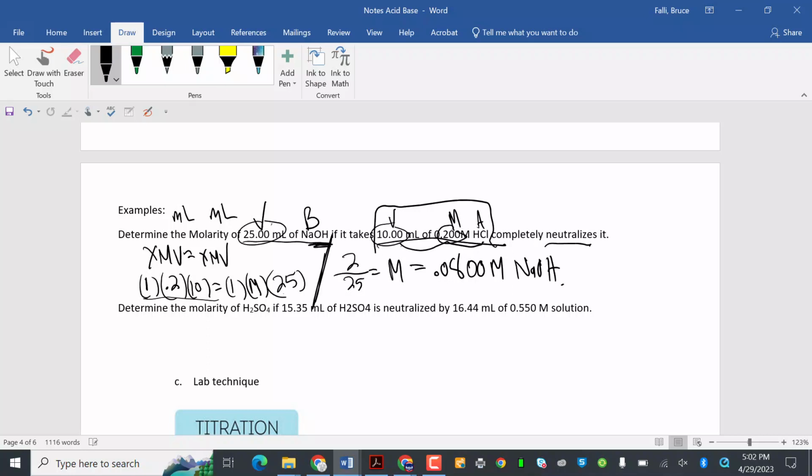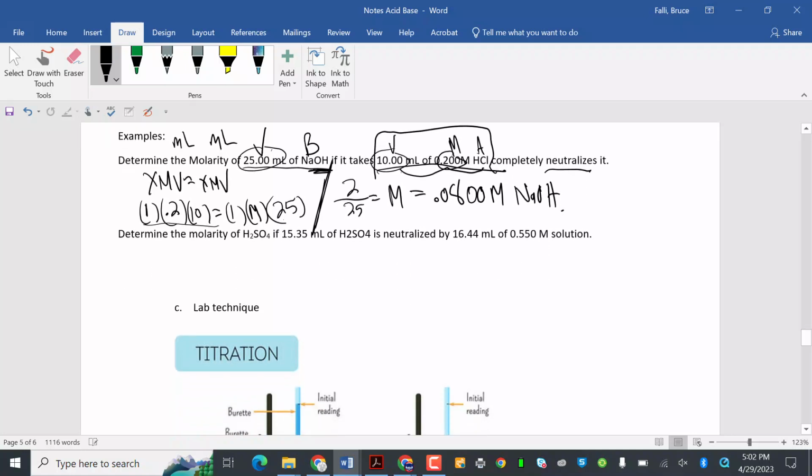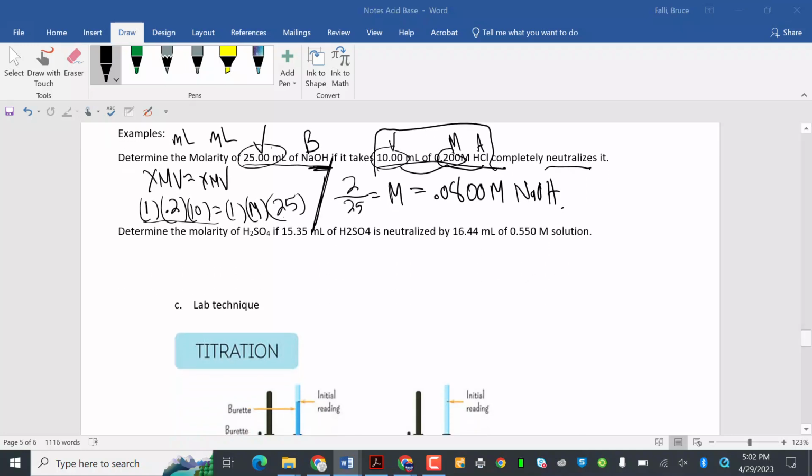So now, wouldn't be chemistry if there wasn't a little trick to it. This one's a little bit different. Determine the molarity of H2SO4 if 15.35 milliliters of H2SO4, I'm looking at the acid there, is neutralized by 16.44 milliliters of 0.055 molar solution. My solution is going to be KOH. I hope you don't mind me inserting that in there. So it should be KOH solution.